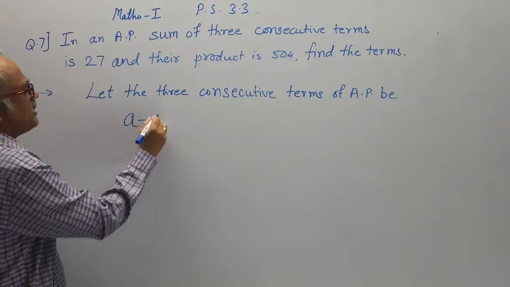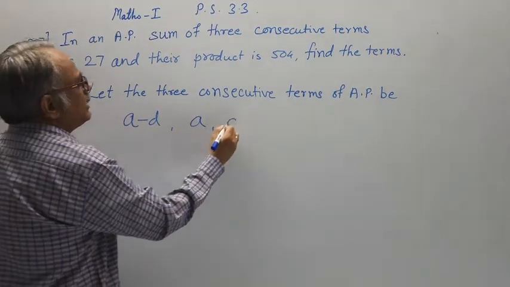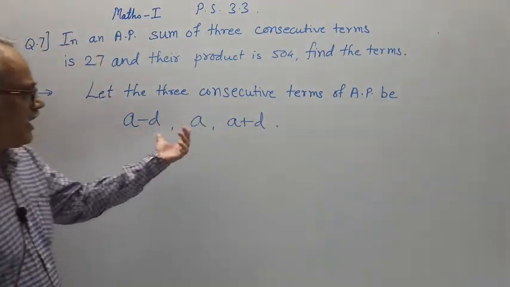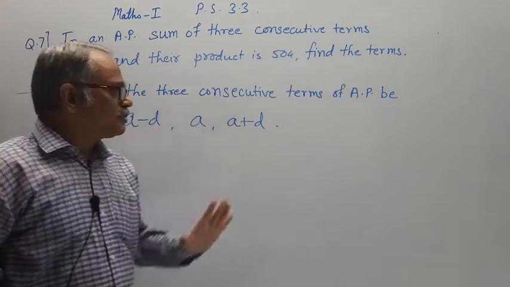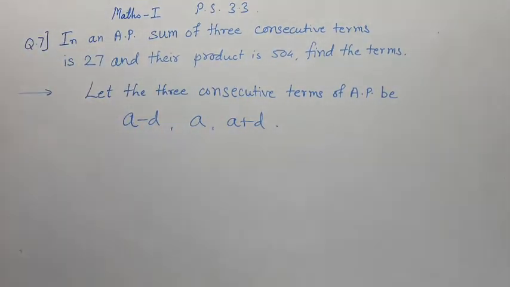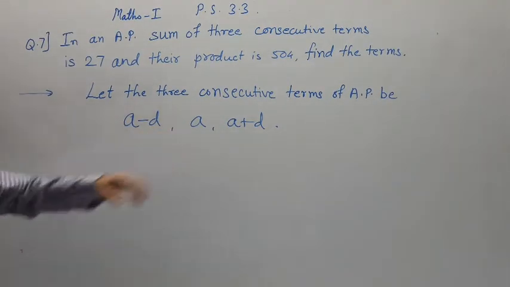Which are those terms? A minus d, the middle is a, next is a plus d. A is not the first term. A minus d, a, a plus d are 3 consecutive terms. Maybe it's the 5th, 6th, 7th, maybe the 10th, 11th, 12th. Our aim is to find only these 3 consecutive terms.